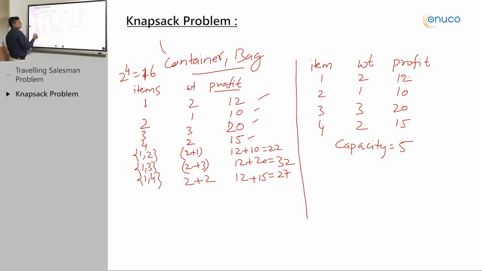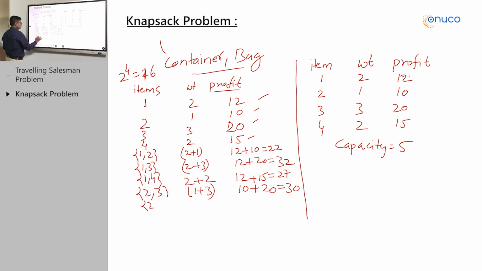Similarly, with 1 the combination is over. With 2, we can see that 2 and 1 we cannot do again, since 2 and 1 is done. So 2 and 3, we will combine 2 and 3. Total weight is 1 plus 3, 4 kg, no problem, and profit is 10 plus 20, 30.